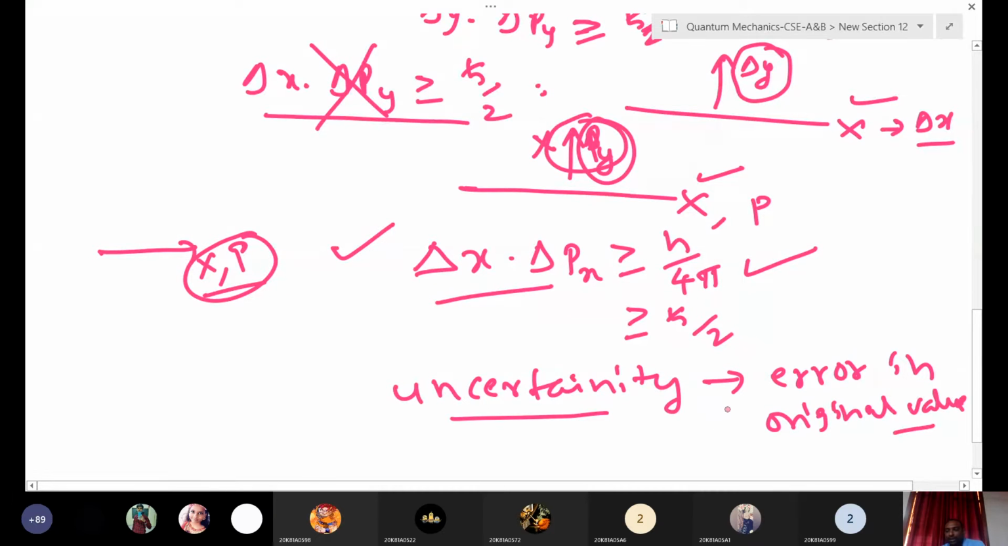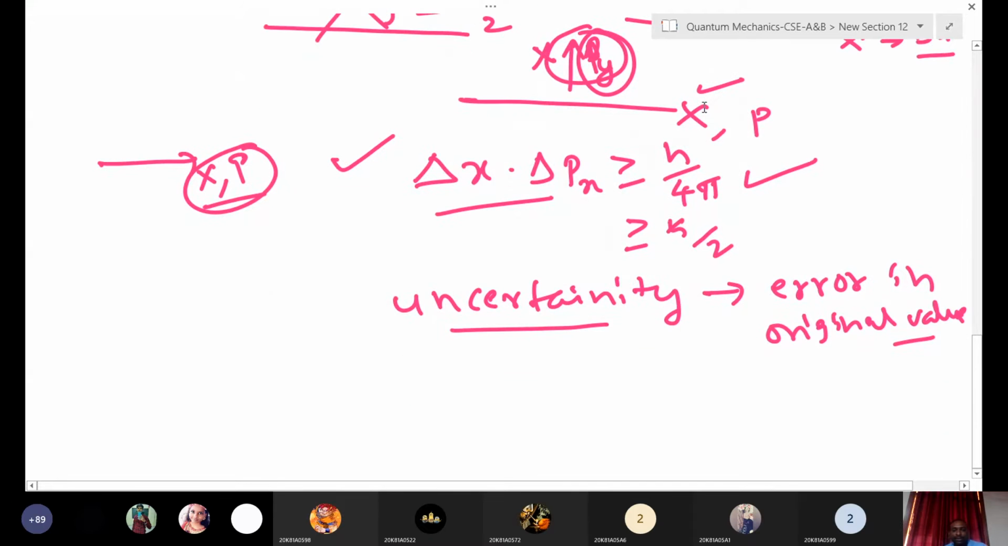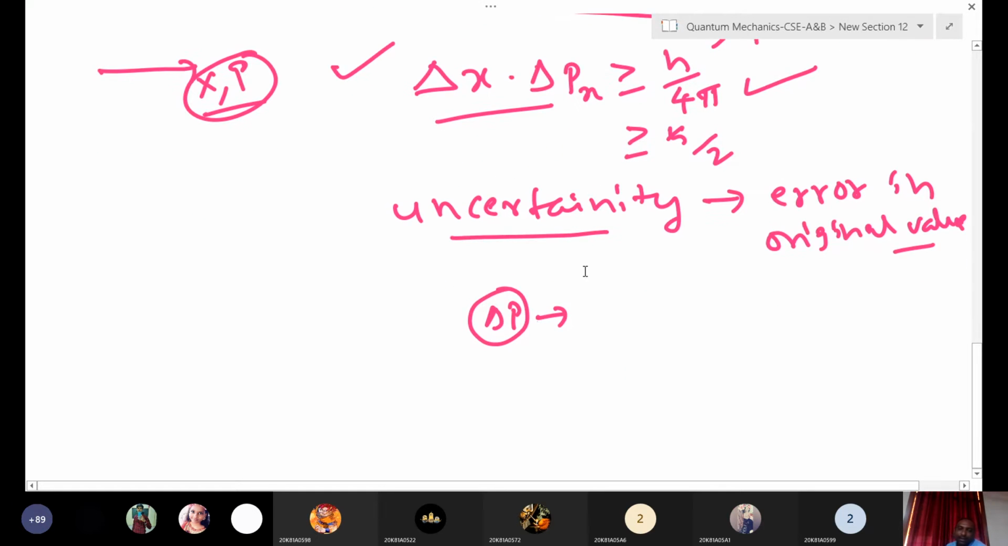Okay, some error. That means delta x is uncertainty in position, meaning there is an error in finding the position. Delta p means uncertainty in momentum. That means there is an error in finding the momentum value. That is the meaning of delta p and delta x. Okay, you got it right now.